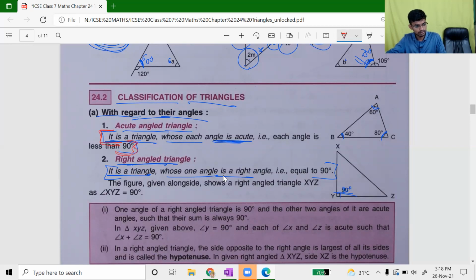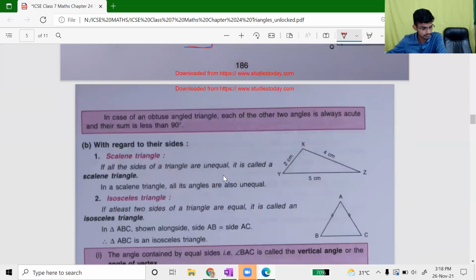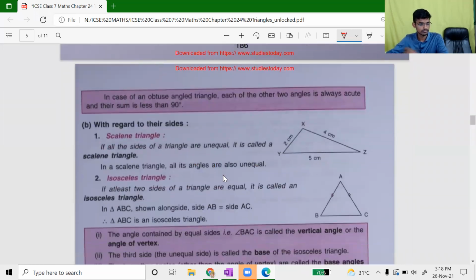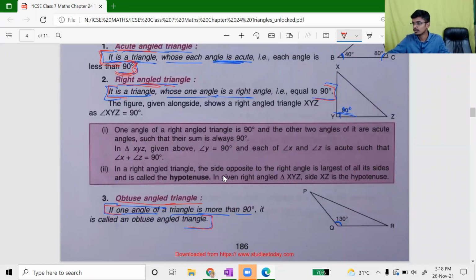From year to year, this heading you have to write. Heading: obtuse angle triangle. Have you marked it down? Yes, sir. Marked it down.